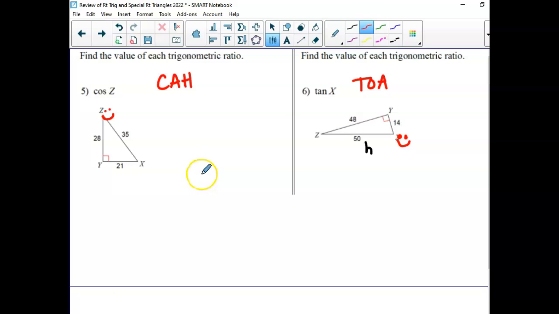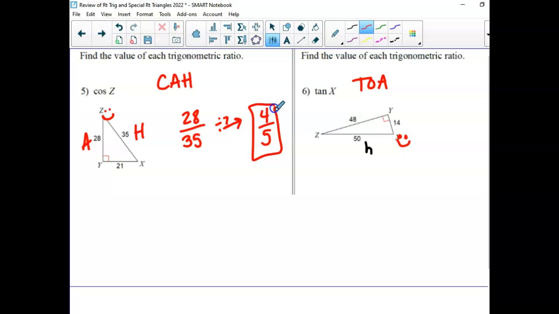Someone tell me what they got for number 5. Adjacent over hypotenuse. I got 28 over 35, which reduces by 7s, right? And would become 4/5. Did anybody else get 4/5? You do know that you can type 28 divided by 35, math, enter in your calculator to reduce a fraction. Everybody good? Did I do something wrong?